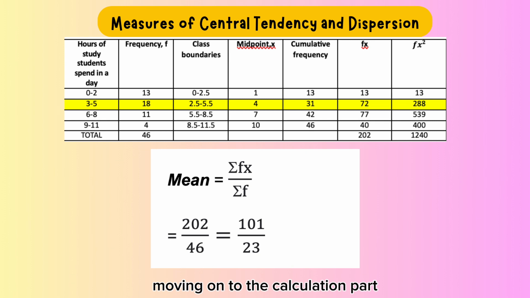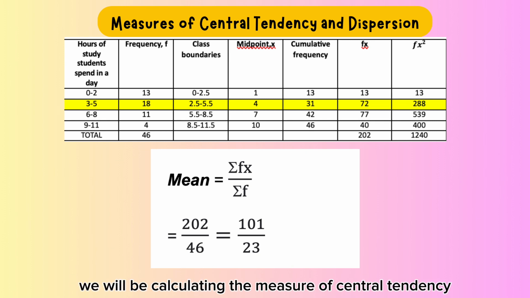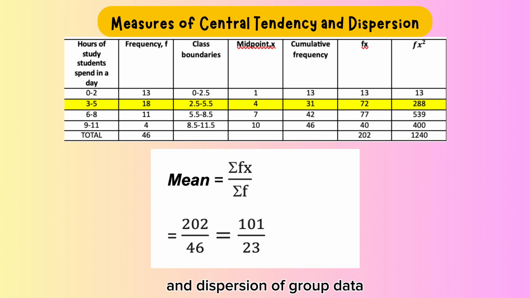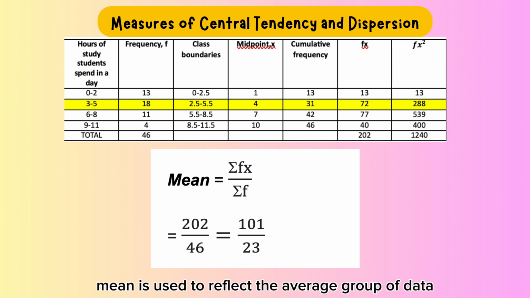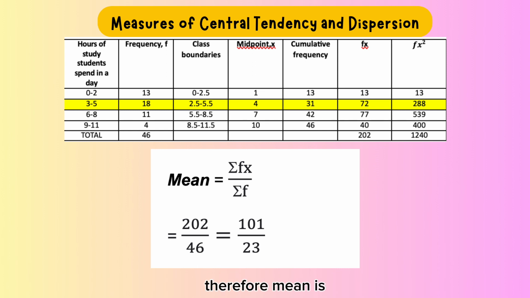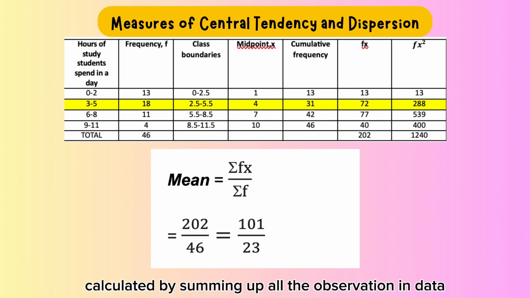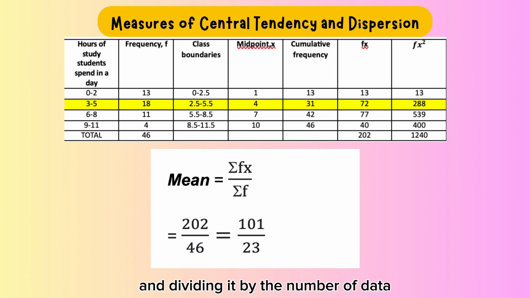Moving on to the calculation part, we will be calculating the measure of central tendency and dispersion of group data, which is mean, median, mode, variance, and standard deviation. Firstly, calculating the mean. Mean is used to reflect the average group of data. Therefore, mean is calculated by summing up all the observation in data and dividing it by the number of data. Mean was calculated using the formula ΣfX divided by Σf. Therefore, our mean value was 101 over 23 or 4.29.